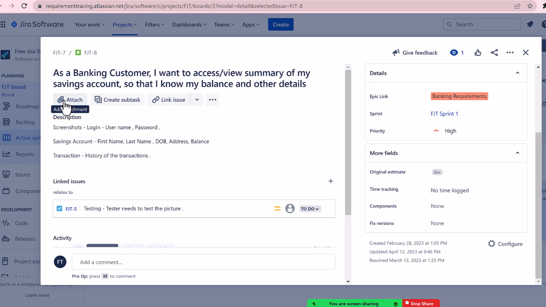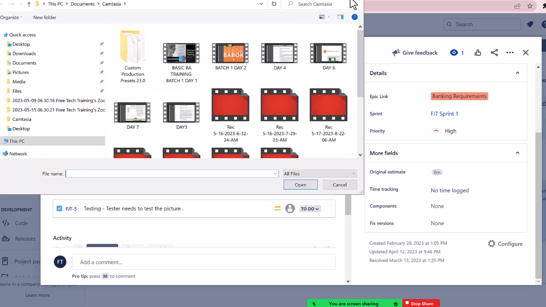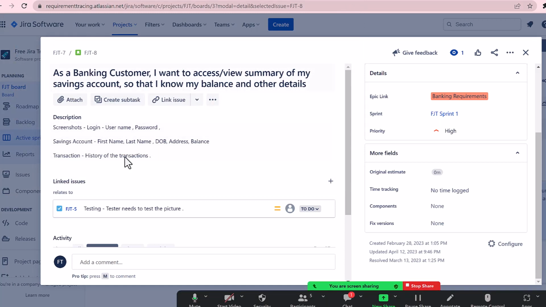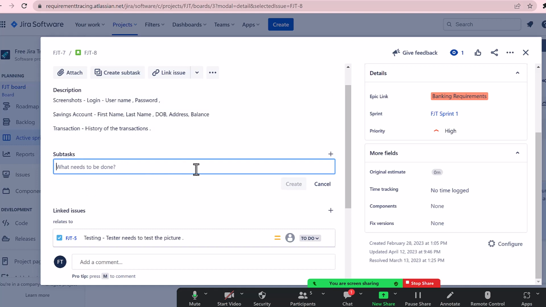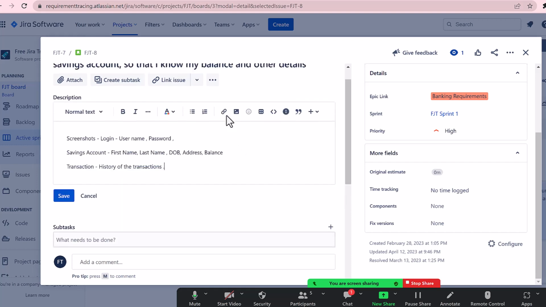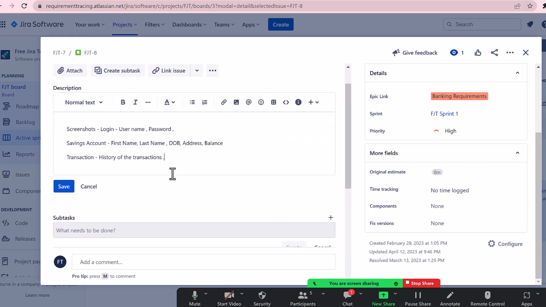You can always attach your documents. If you click on attach, you can just attach all your documents. For this particular requirement, whatever documentation you have, you can attach it here. And you can also create a subtask for your developers or your testers. For example, if this is a development requirement and somebody wants to test the scenario, you create a subtask describing how we're going to test it, and create a testing task right under it, so that the developer and the tester will understand how to test this requirement.